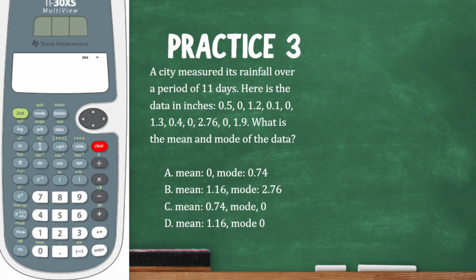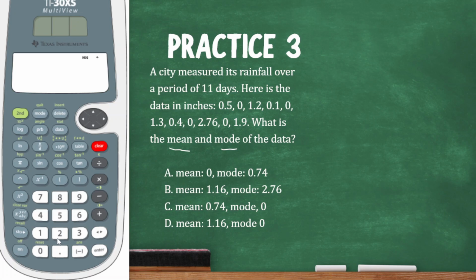Let's do another practice. A city measured its rainfall over a period of 11 days. Here is the data in inches. 0.5, 0, 1.2, 0.1, 0, 1.3, 0.4, 0, 2.76, 0, 1.9. What is the mean and mode of the data? We're looking for 2 things here. Let's go ahead and find the mean first.